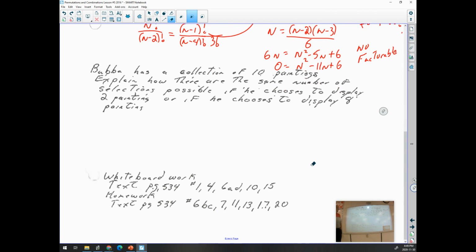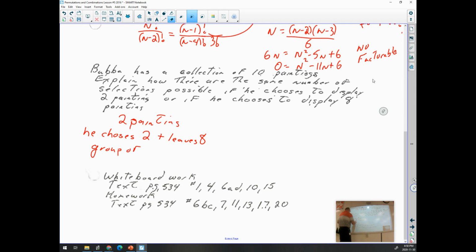Okay. And then the last question, Bubba has a collection of 10 paintings. Explain why there are the same number of selections possible if he chooses to display 2 paintings or if he chooses to display 8 paintings. So if he displays 2 paintings, he chooses 2 and leaves 8. So he has a group of 2 that he's putting on the wall, and a group of 8 he's leaving in the storeroom.